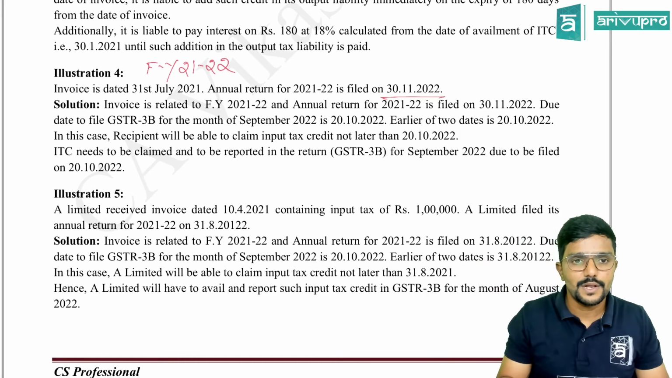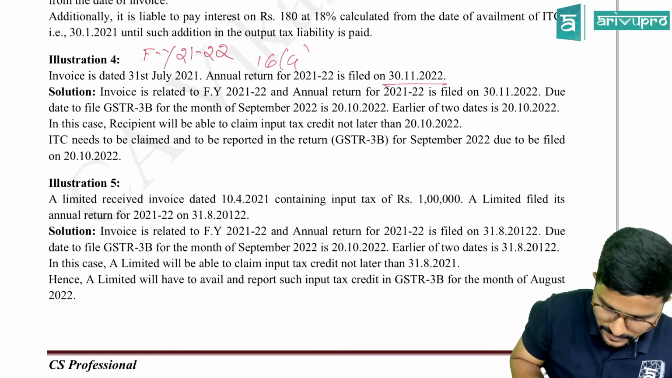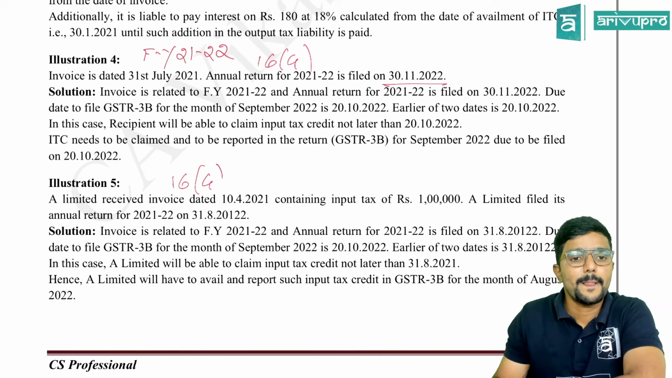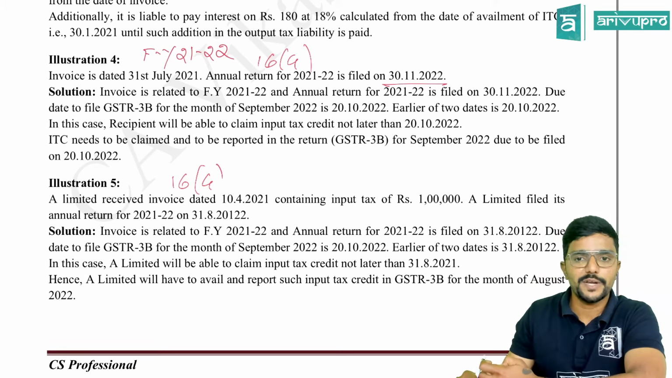Now, this question is on 16.4. You can just mention 16.4. Even the next one is on 16.4. Invoice is related to financial year 21-22. Annual return for financial year 21-22 is filed on 30th November 22.